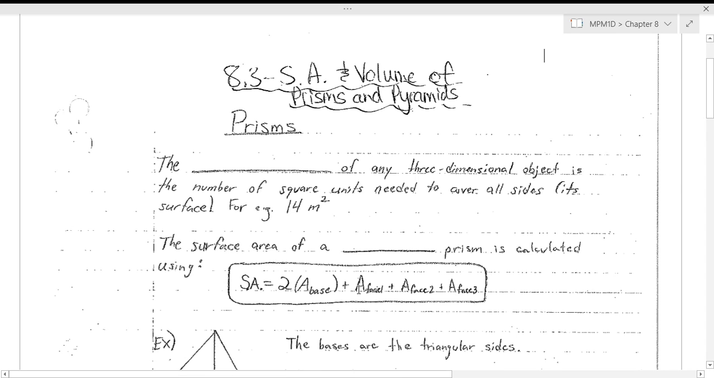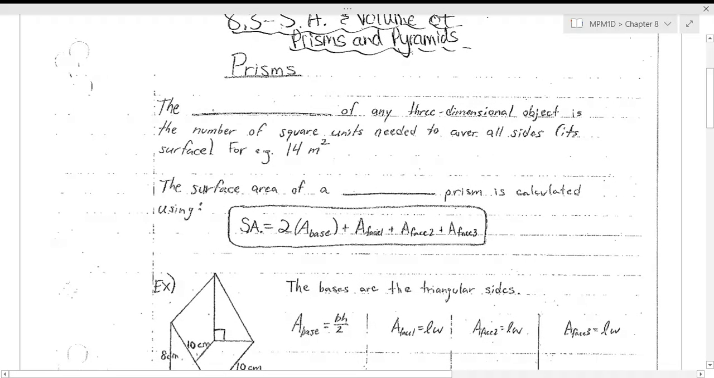Yesterday we took a look at composite figures, so figuring out the total area or total volume of an object that has more than one piece. We're going to be doing something similar to that today, but we're going to focus on a few specialized shapes, both prisms and pyramids. So let's get going.